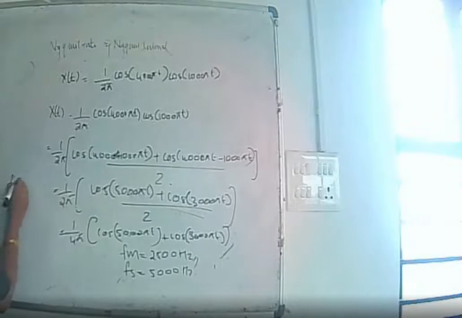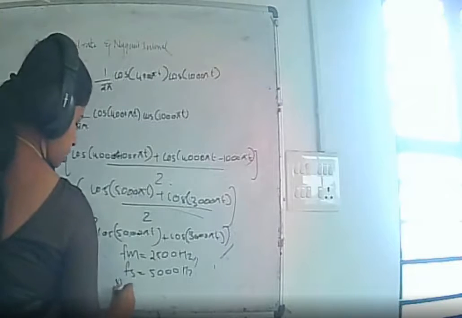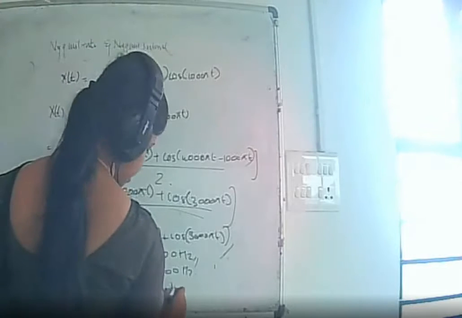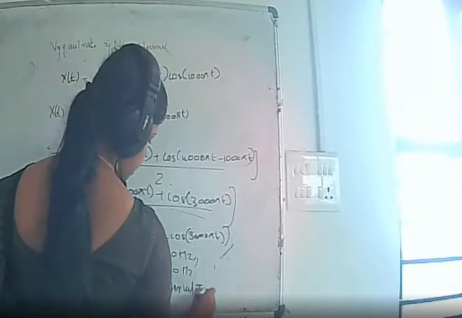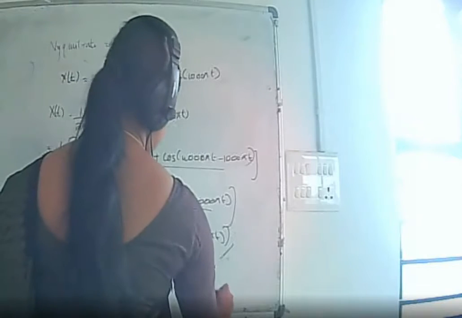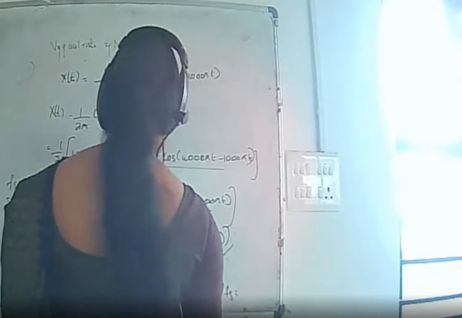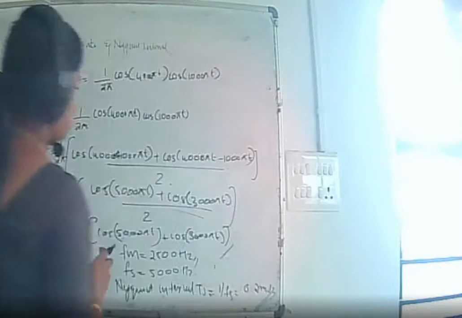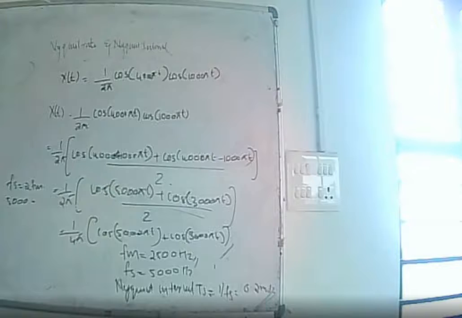That is, Fs is 2 times Fm. So Fs is 5000, so Fm will automatically be 2500. So the Nyquist interval, which is Ts, is nothing but 1 by Fs, which is equal to 0.2 ms. Is this clear?